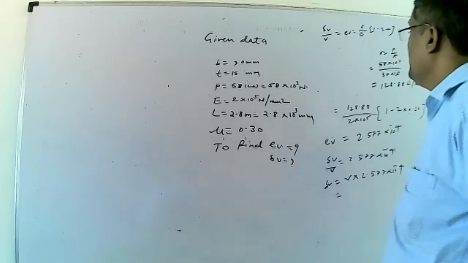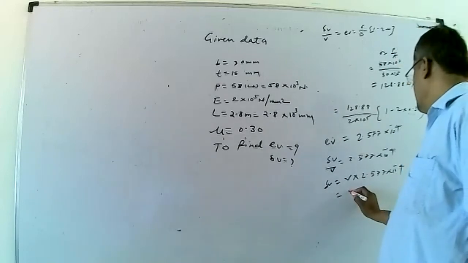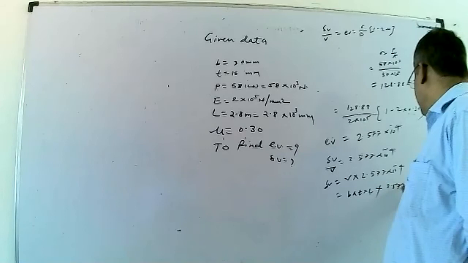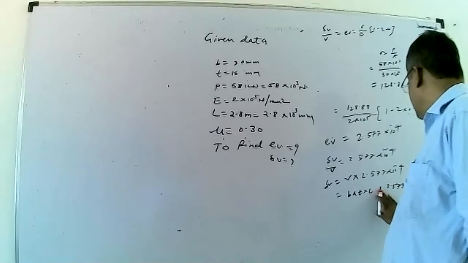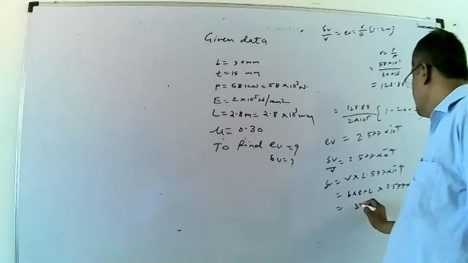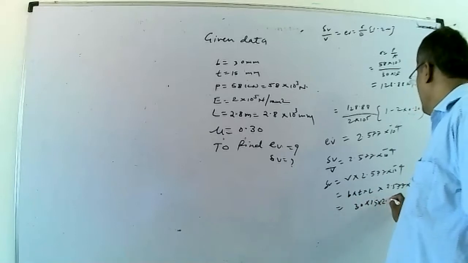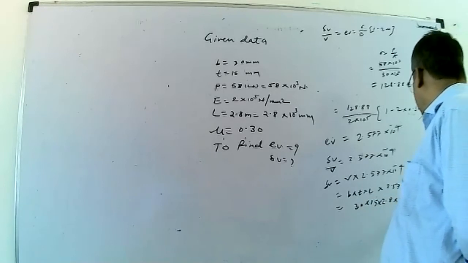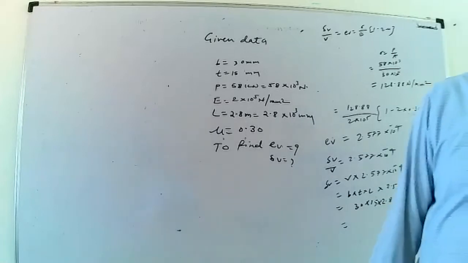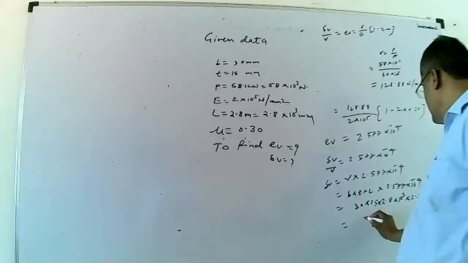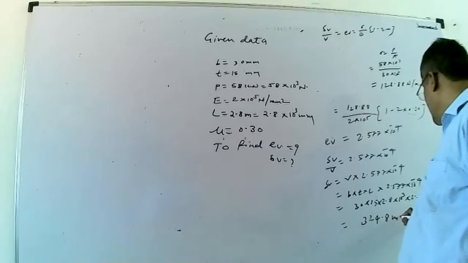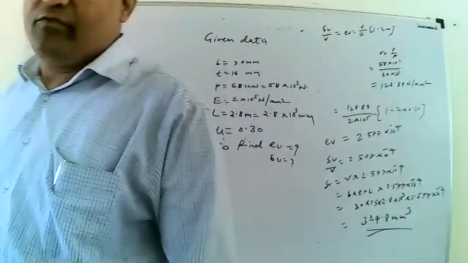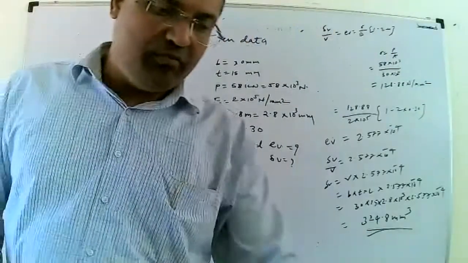Then V is B into T into L, B into T into L into 2.577 into 10 raised to minus 4. We put all these values: 30 into 15 into 2.8 into 10 raised to 3 into 2.577 into 10 raised to minus 4. Then finally we calculate delta V, 324.8 mm3. This is the final value of the change in volume. Very simple way to calculate change in volume.